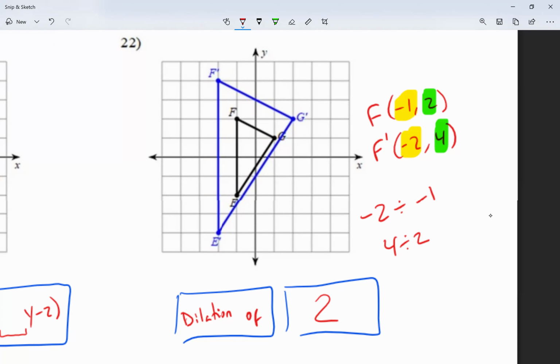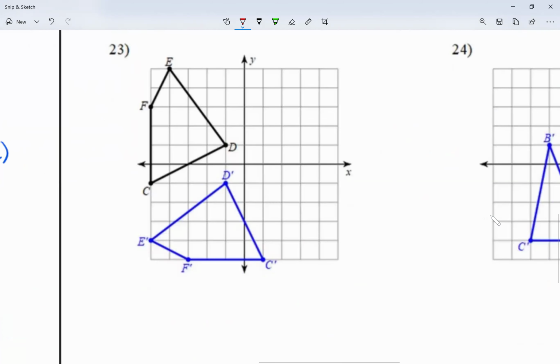How about number 23? Let's see. Could this be reflection?